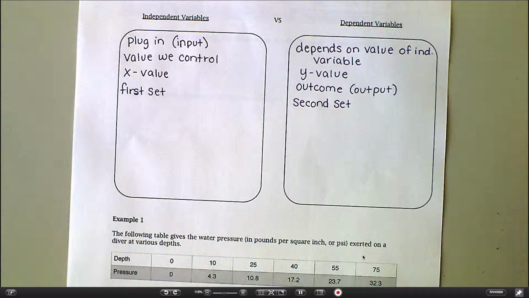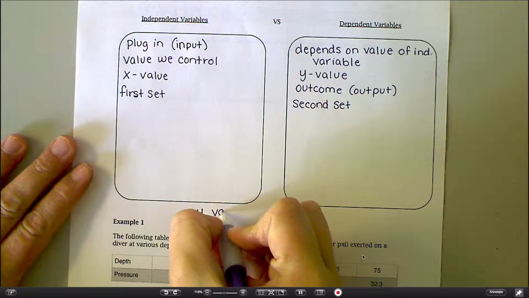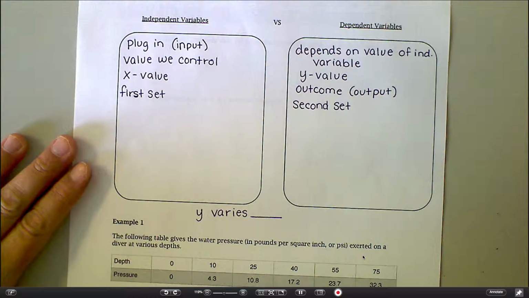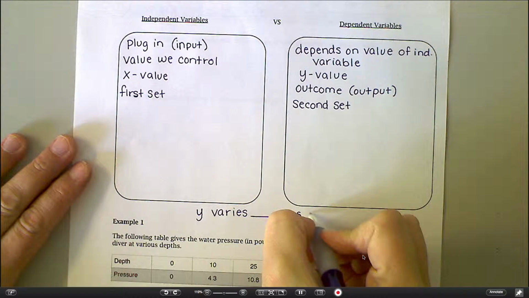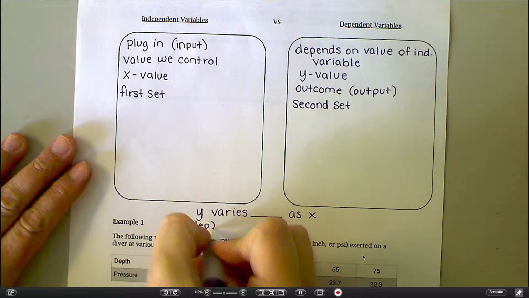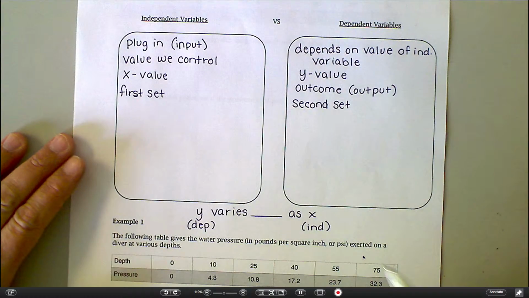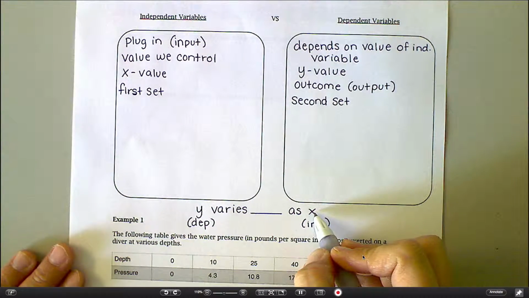Okay. The other thing I want to point out, when we write our variation equations, or when we write that sentence, you know how there's always that key sentence to one of these problems? It's always y varies somehow, okay, directly, inversely, and so on, as x. So just remember that this value over here is your dependent. This value over here is your independent. Okay, so you're messing with the x. And remember, this is the one that always has the k value attached to it.